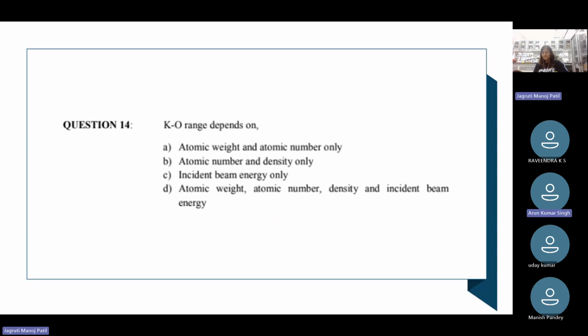Okay. So this range, that's two people's. So it depends on what? So there's a big equation for it, but we know that the range depends on what? So then it depends on D. Yeah. It depends on the atomic weight, the number, density, and the electron beam energy.